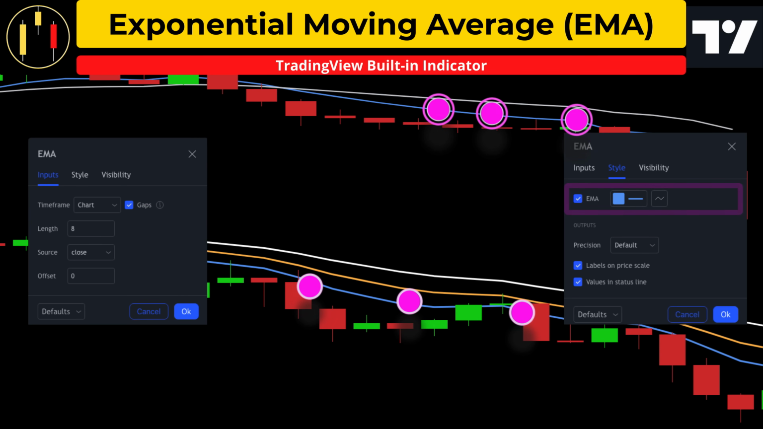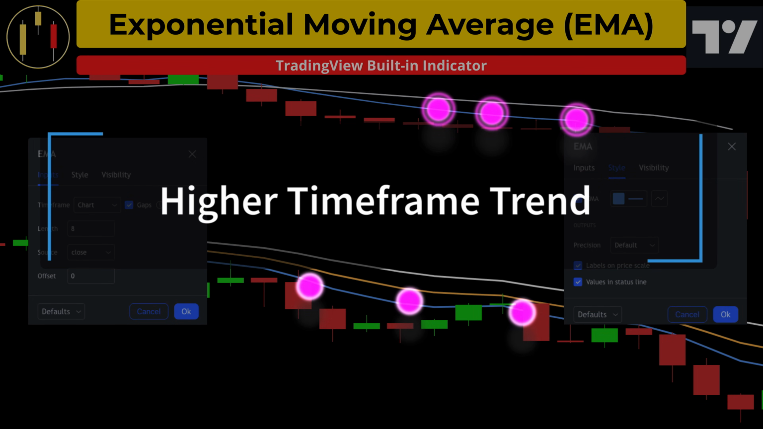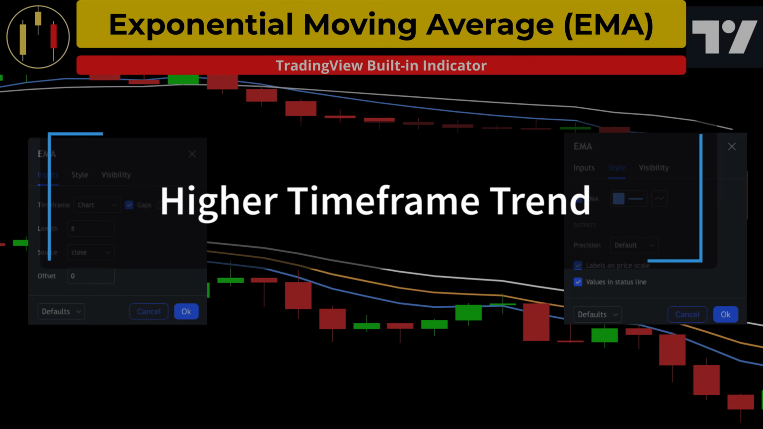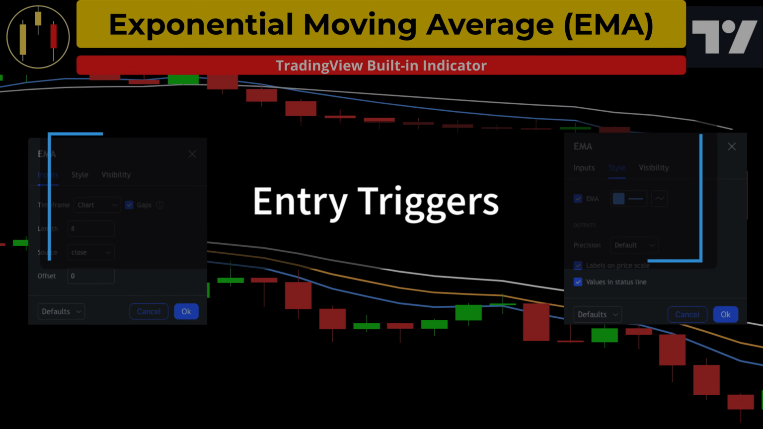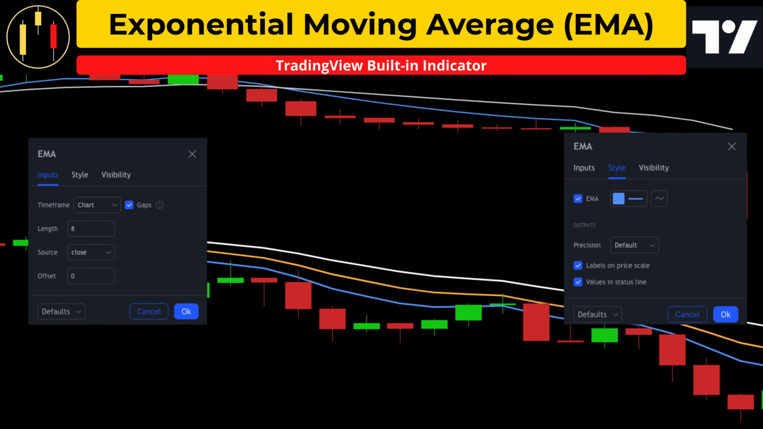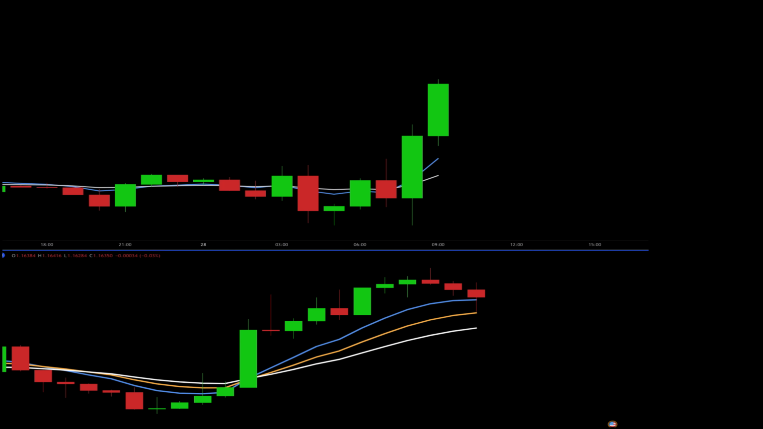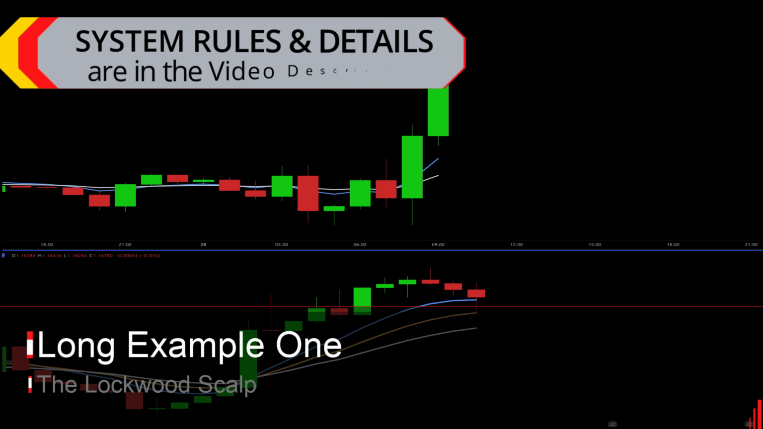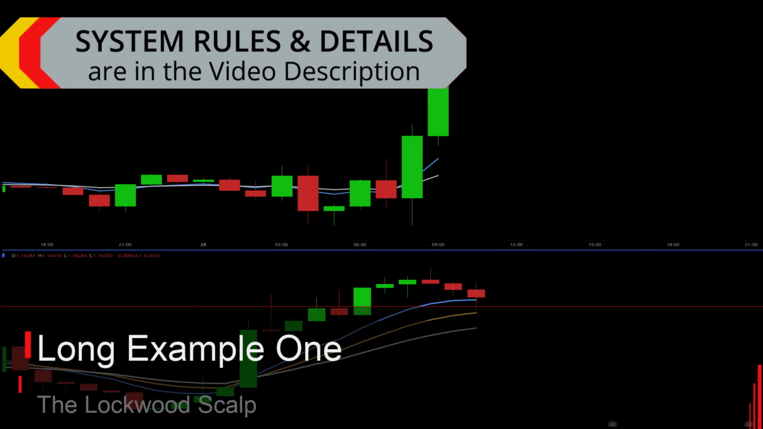The EMAs on the higher time frame chart will determine the higher time frame trend, and the EMAs on the lower time frame will provide our entry triggers. Let's go over entry criteria and review some examples. As always, system rules and details are listed in the description below.